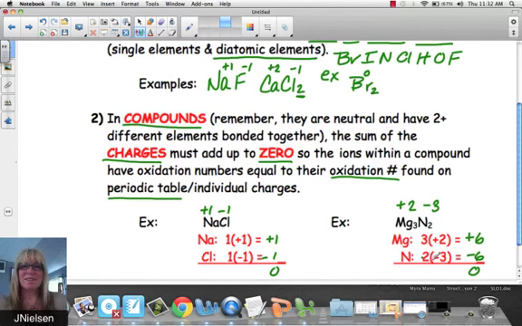Now, you don't have to write it below it like I did here. I'm just showing you. I do the mental math in my head. +2 times this 3 is a +6, and a -3 times a 2 is a -6, so that equals 0.